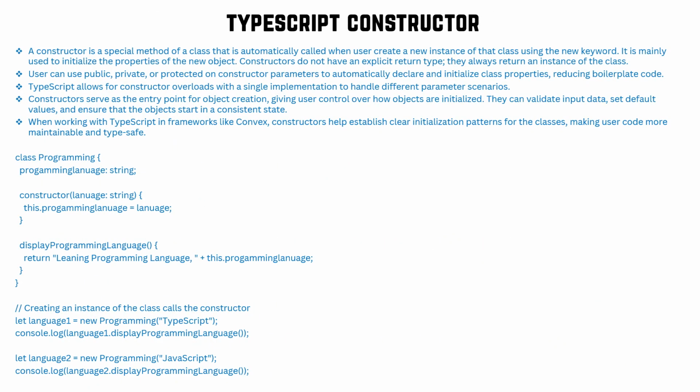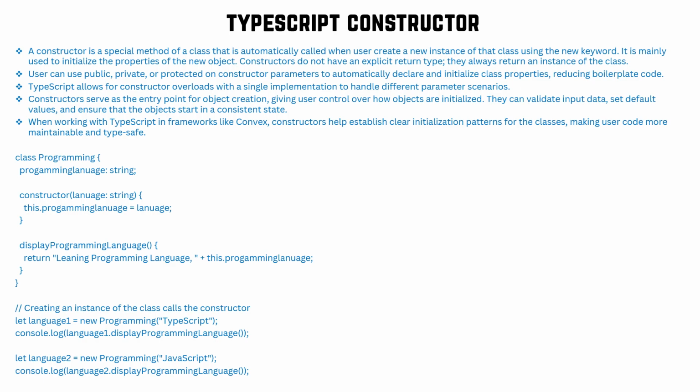Now I'll go to the next topic. We'll try to understand what is the TypeScript constructor. So you already learned about a lot of methods in TypeScript, but now we will go with the TypeScript constructor. A constructor is nothing but a special method of a class which is automatically called when the user creates a new instance of that class using the new keyword. It is mainly used to initialize the properties of the new object. Constructors do not have any explicit return type. They always return an instance of the class.